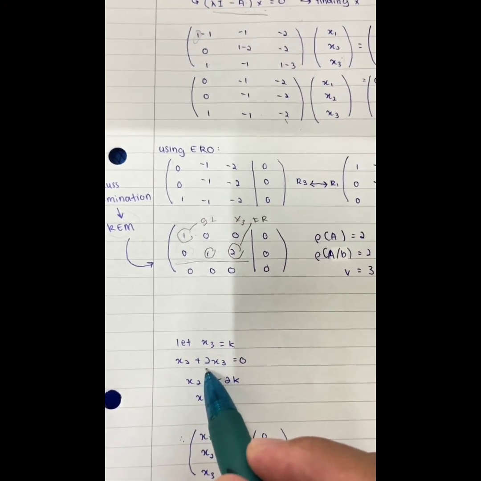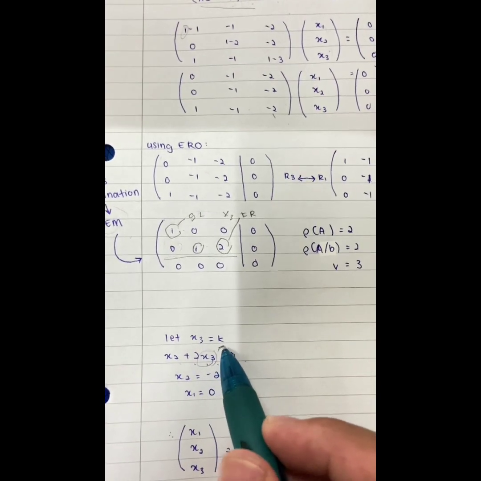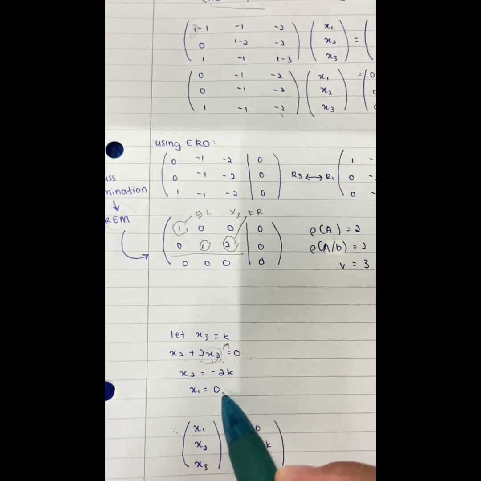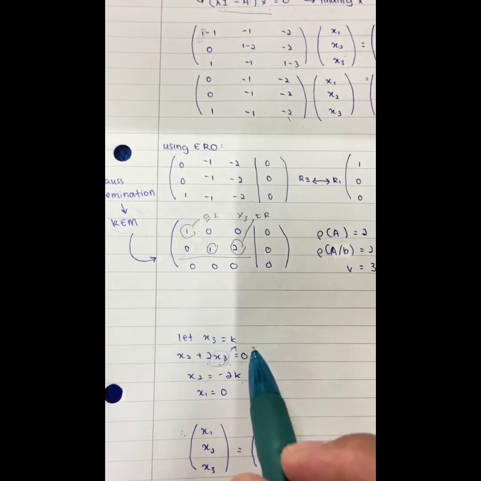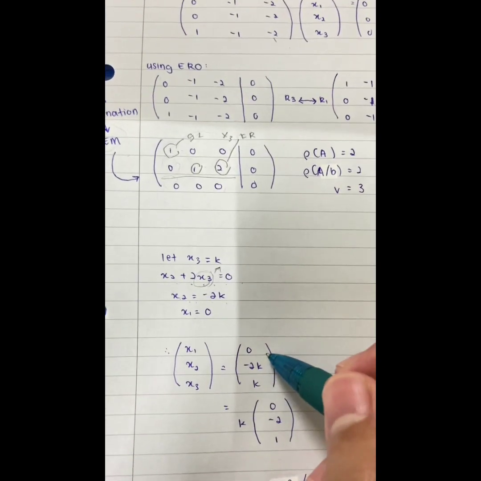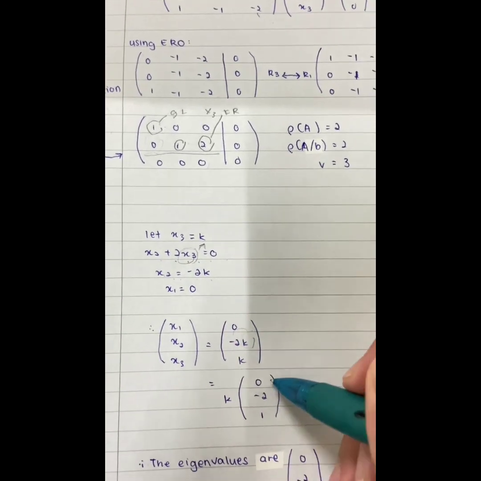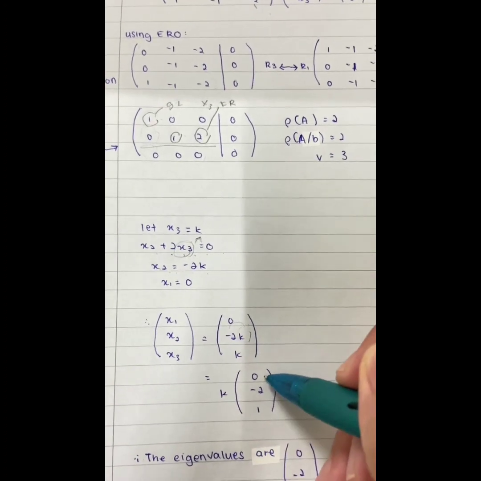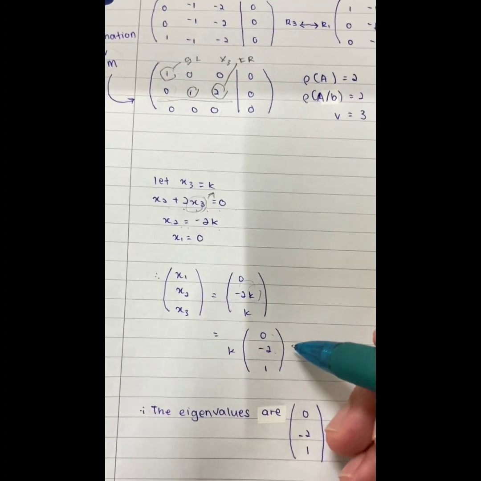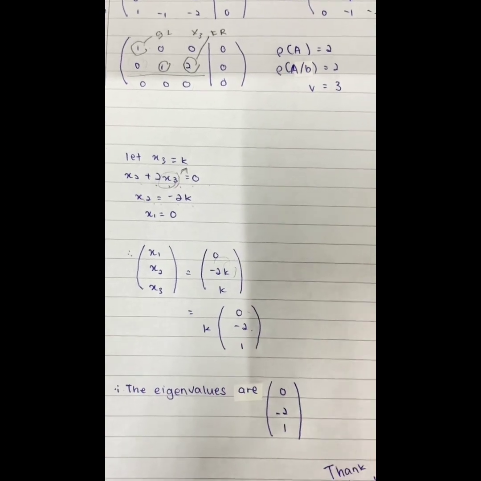So x2 plus 2x3 equal to 0. So we substitute this to k, and we get x2 equal to negative 2k, and x1 we already know it's 0. So from that we write back like this, and then we bring this k out by factorize, and then we will get 0, negative 2, 1. So from here we already know the eigenvector is 0, negative 2, 1. So that's all from me.